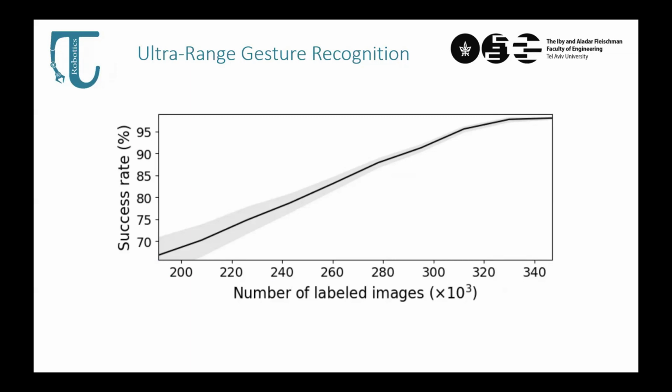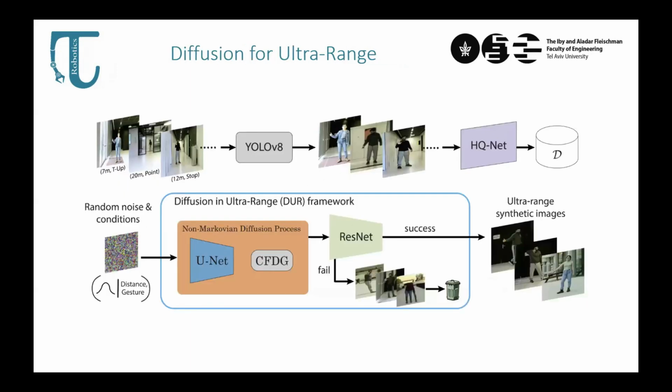But here comes the generative model. Let's generate data in ultra range. So we explored, again, GANs. It wasn't that successful, I'll show the results. So we used diffusion models. And with diffusion, we're able to constrain the gesture and the distance. So we can say, okay, I want an image of a person standing at 22 meters pointing or giving a thumbs up. This is based on diffusion models with a few tweaks of ours in order to improve the quality.